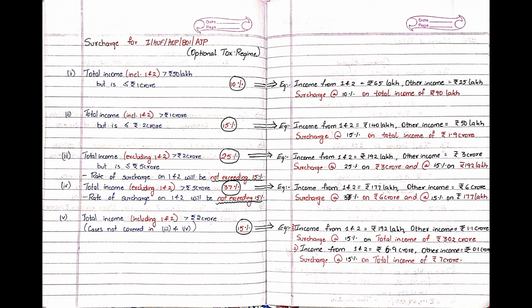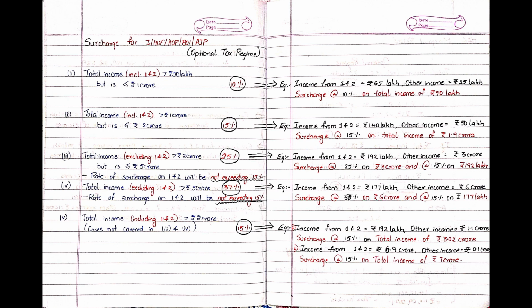Next, the total income excluding 1 and 2. So, without the income from 1 and 2, the total income is exceeding rupees 2 crores but is less than or equal to rupees 5 crores. The other income has exceeded rupees 2 crores but is less than or equal to 5 crores. In such a case, the surcharge will be 25% on such income, and the rate of surcharge on the incomes from 1 and 2 will be not exceeding 15%.